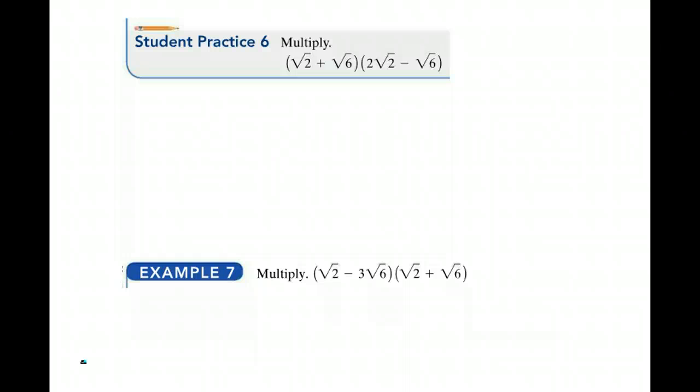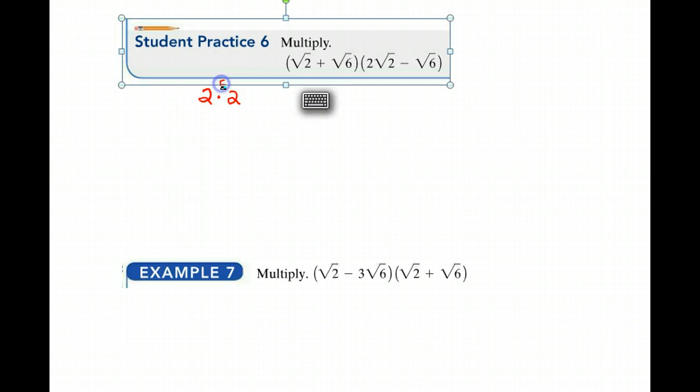Okay, at this point, you should be ready to go over the answers for student practice number 6. The first thing that you should have done here is multiply root 2 times 2 root 2. That's going to give us 2 times root 4, or just 2 times 2. So I'm going to put an F here so we remember that we got that there in our first step. Then we're going to move on and continue our foiling and do our outers. We have root 2 times negative root 6, which is going to give us negative root 12.